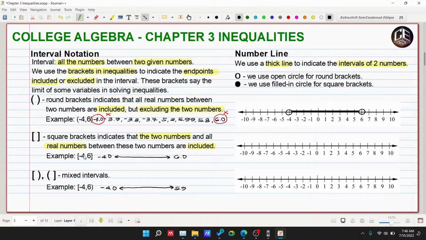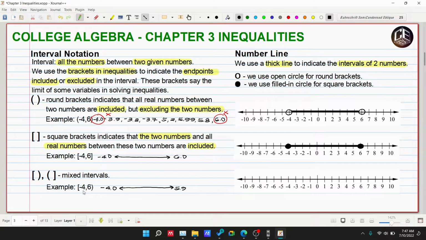So, try naman natin. Ang ginamit natin dito is square bracket para sa negative 4 and 6. So, ang gagawin natin dyan, negative 4, and positive 6. So, bracket siya, no? So, dapat included. Parehas. Okay? So, yun yung graph natin. Ibig sabihin nito, pasok daw yung negative 4 and positive 6 at lahat ng real numbers sa pagitan nilang dalawa. Okay?